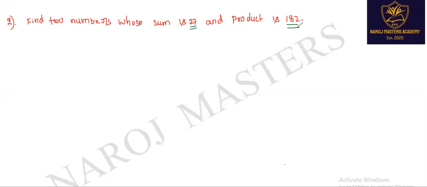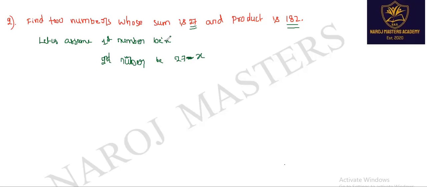So first of all, let us assume the first number be x. Then what is the second number? Second number be 27 minus x. Why? Because the sum of both the numbers is 27. And what is given here? Product of two numbers is 182.